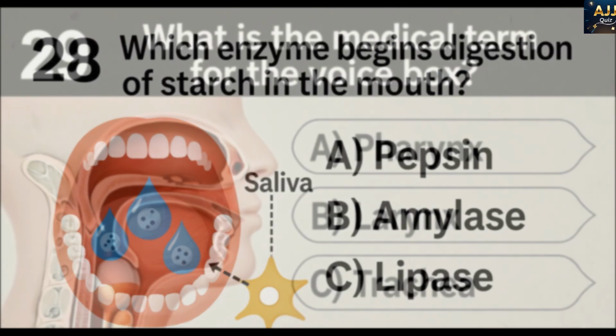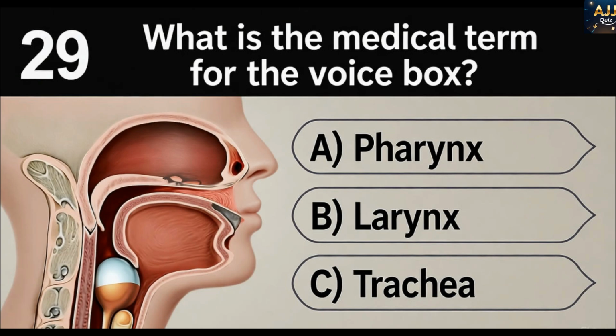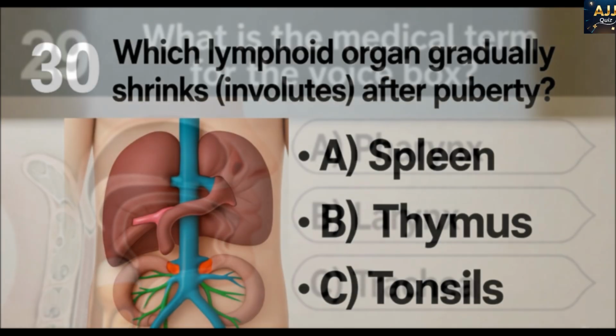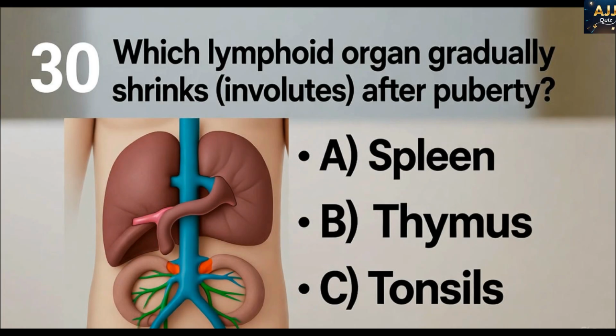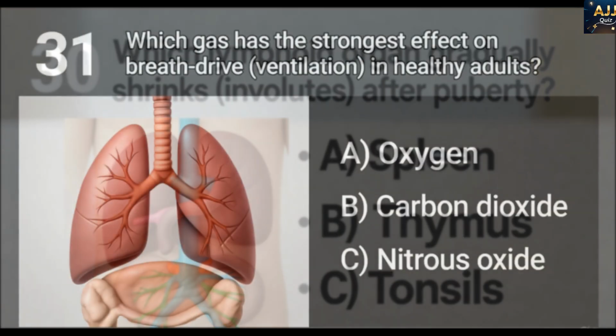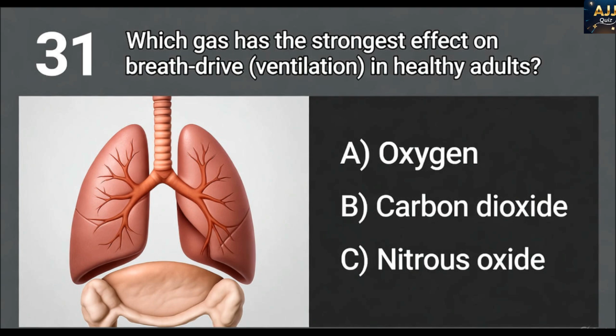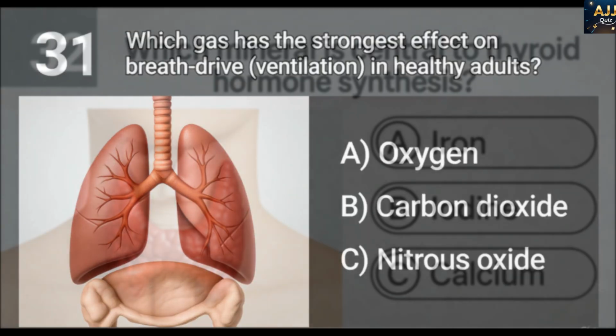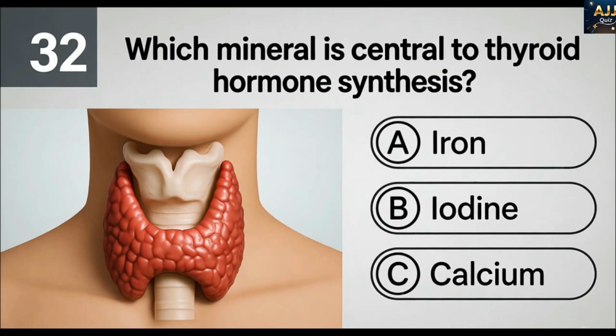Which enzyme begins digestion of starch in the mouth? The amylase. What is the medical term for the voice box? Larynx. Which organ gradually shrinks after puberty? The thymus. Which gas has the strongest effect on breathing drive in a healthy adult? Carbon dioxide.